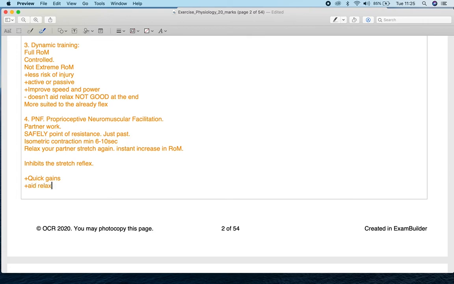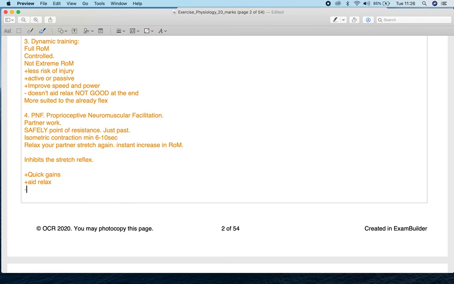It does aid relaxation, good at the end of a session, but also good between sessions. You could use this training on your rest days in order to help develop your flexibility. So you don't necessarily have to do these always at the beginning and end of a session. You could have this as a specific training regime that you would follow on one of your rest days.